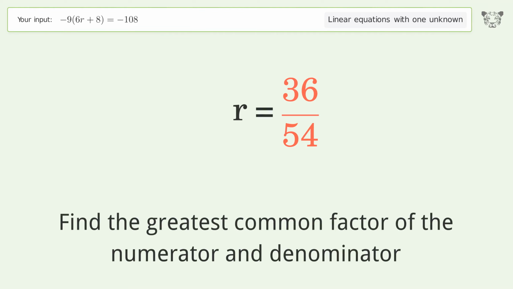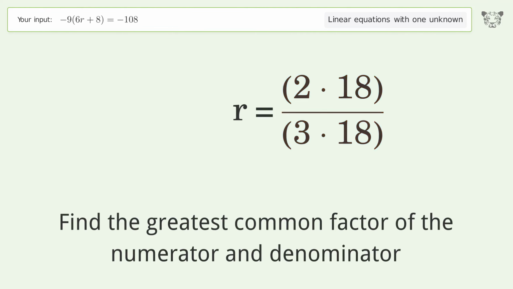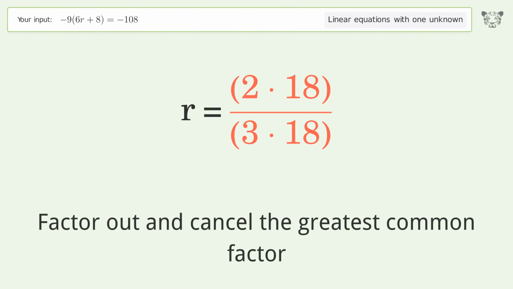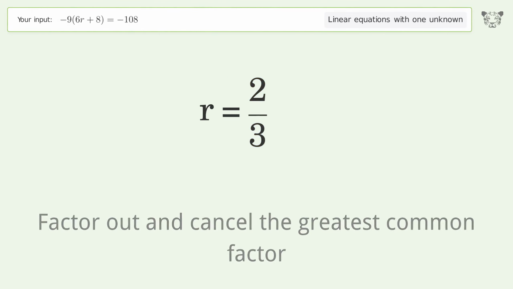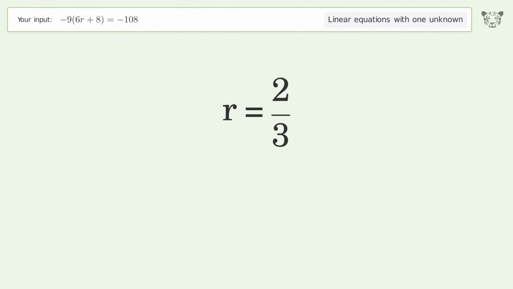Find the greatest common factor of the numerator and denominator. Factor out and cancel the greatest common factor. And so the final result is r equals 2/3.